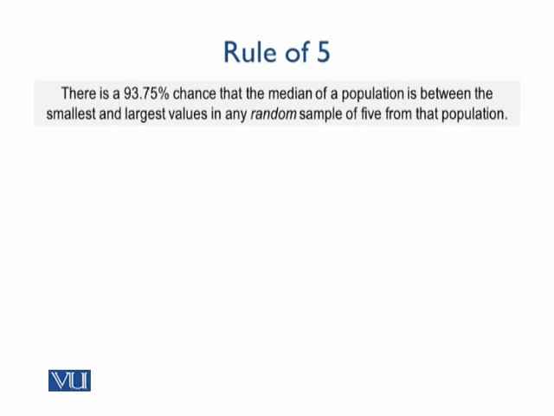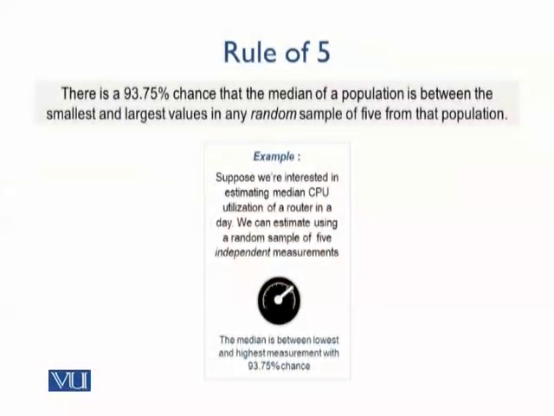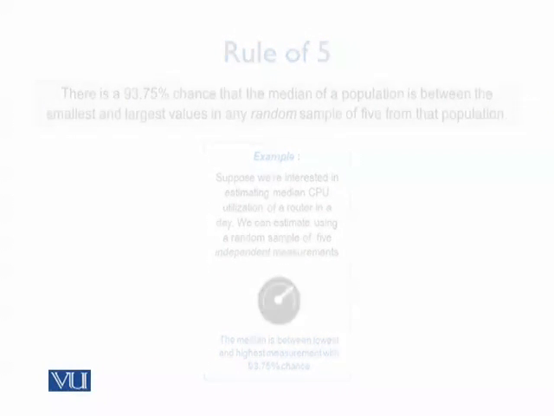As an example, we may be interested in estimating the median CPU utilization of a router in a day. The median CPU utilization of a router in a complete day, we can estimate using a random sample of 5 independent measurements. The important aspect, and I emphasize, is independent measurements. If your 5 measurements are independent, we can state with 93.75% confidence that the median CPU utilization would be between the highest and the lowest measurement that we get.